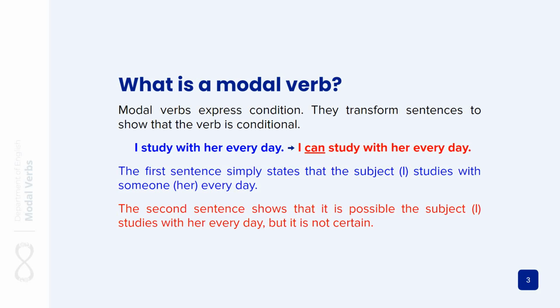In the basic sentence, I study with her every day, we can see that the subject simply studies with her, someone, every day. But if we add the modal verb can, it becomes conditional. She may study with this person, but it's not sure. I can study with her every day. I might not, but I can. It's possible.